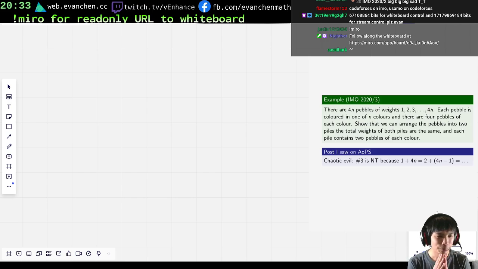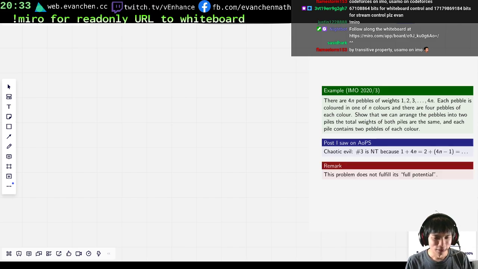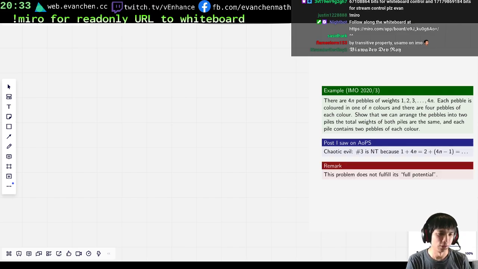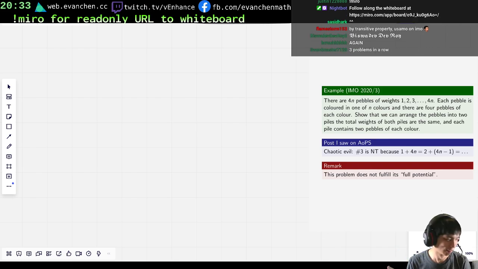So, the biggest observation about this problem, I think, is that this problem does not live up to its full potential. And the reason is that the sum is kind of bait. Like, saying the sum is equal is about, you know.